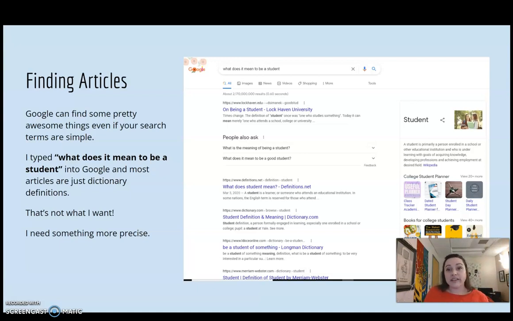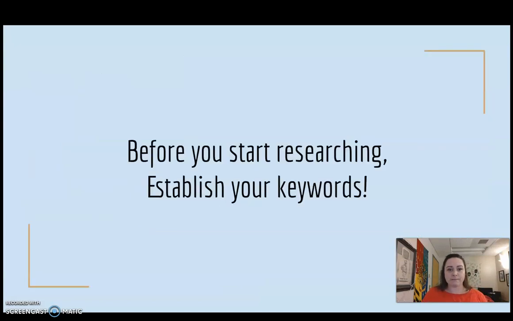So the main point of this presentation is to talk about how to find articles about your topic. It's possible to find articles just typing in the prompt, what does it mean to be a blank? What does it mean to be a student is the one that I typed in there. A lot of the stuff that came up were just dictionary definitions. If you look at this, there's all of these student definitions. We do have this interesting source right up here, but I think I need to work on getting something a little more precise.